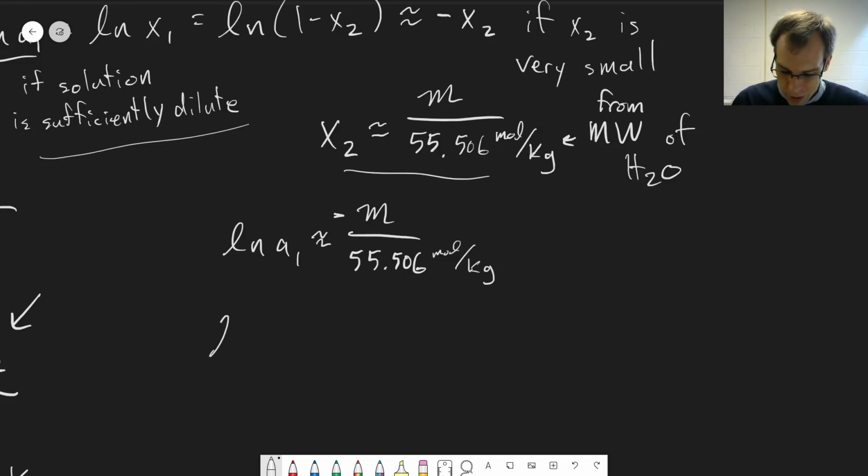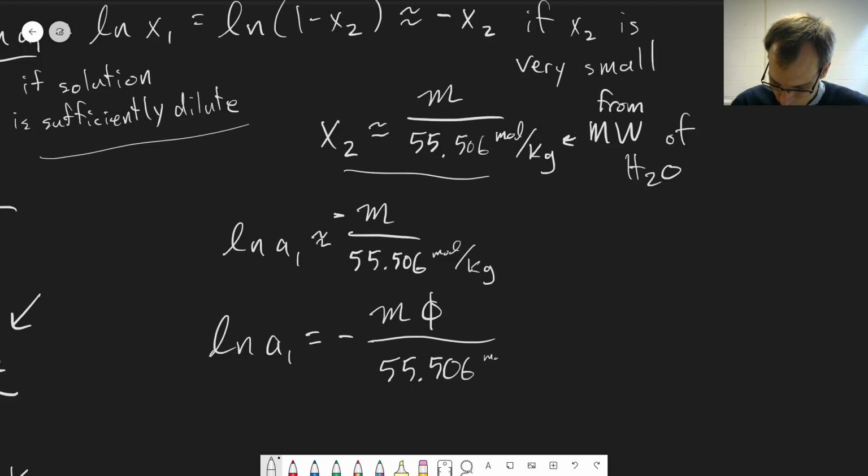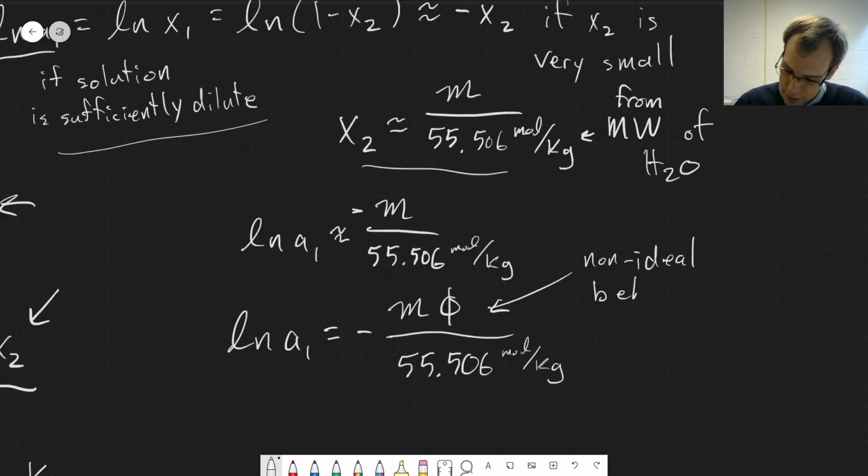And so we introduce a new variable that we call the osmotic coefficient, phi. That's the Greek letter phi, divided by 55.506 moles per kilogram. And what phi tells us, this takes into account the non-ideal behavior. And this is the discrepancy between our measured activity that we measure from the vapor pressure versus what the actual molality of the solution is.